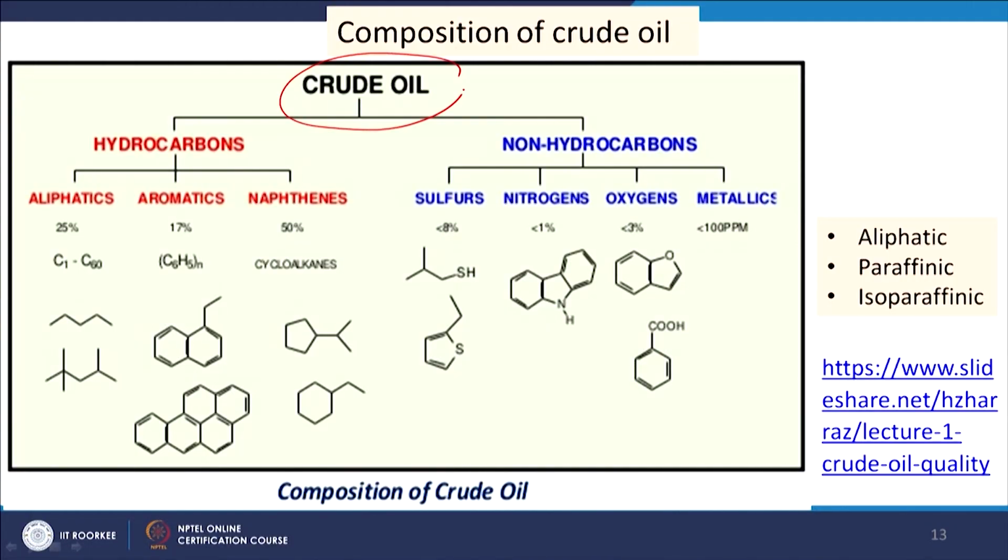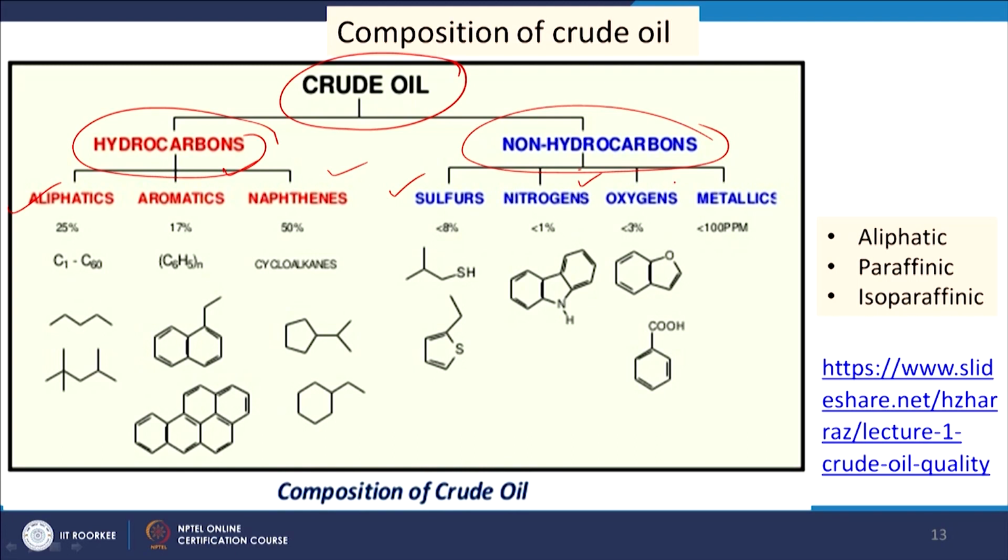So, petroleum crude oil is basically hydrocarbons. It will be mostly hydrocarbons, and non hydrocarbons are also present, which are called impurities. Hydrocarbons may be aliphatic, naphthenic (naphthenes) and aromatics. These three types of hydrocarbons are basically present in crude oil, and non hydrocarbons are like sulfur, nitrogen, oxygen and metallics. A typical range is given, say 25% asphaltic, 17% aromatics, 50% naphthenes, and naphthenes are very important. They are used for the production of different types of chemicals and naphtha. Sulfur is present too, nitrogen is less, oxygen is also less, and metals are very low, less than 1000 ppm.